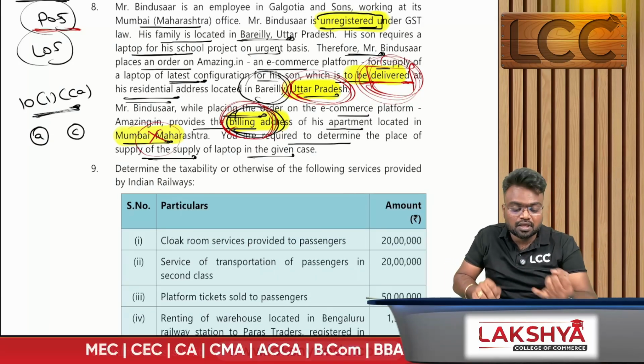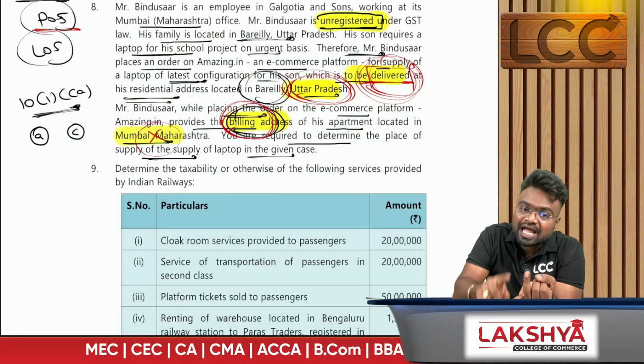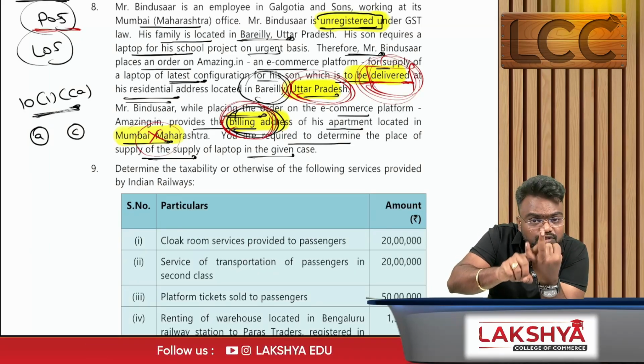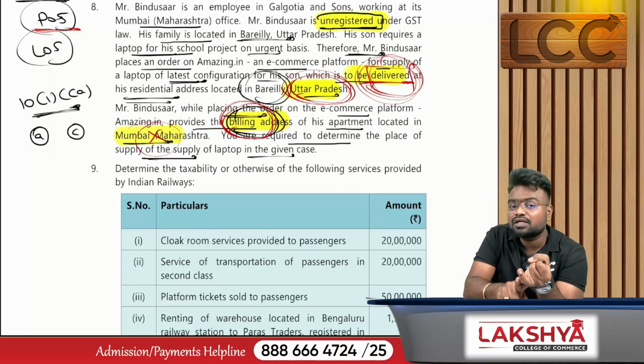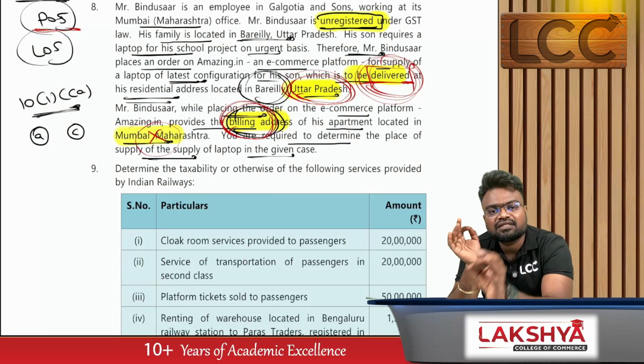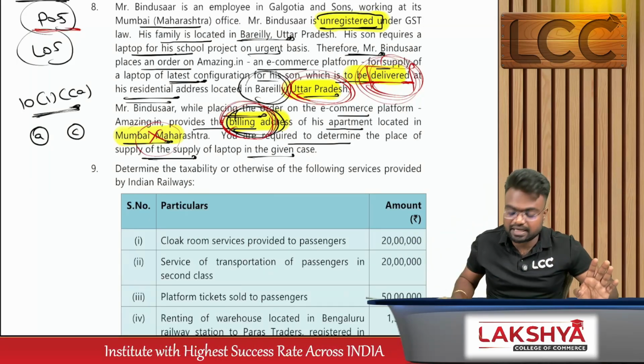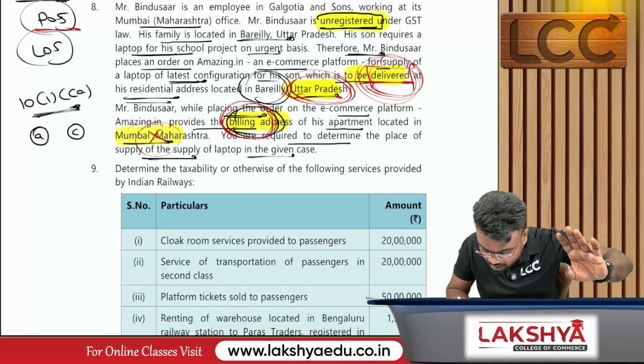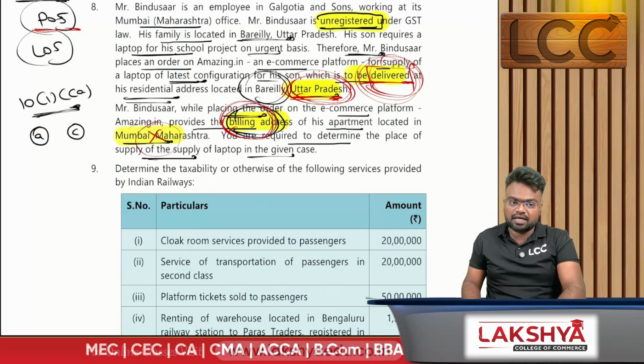And location of recipient means there are 2 points. What are the 2 points? Address for delivery and billing address. If these two things are different, that is, delivery address and billing address, in that case take the delivery address, not the billing address. So what is the place of supply? Uttar Pradesh, not Maharashtra.